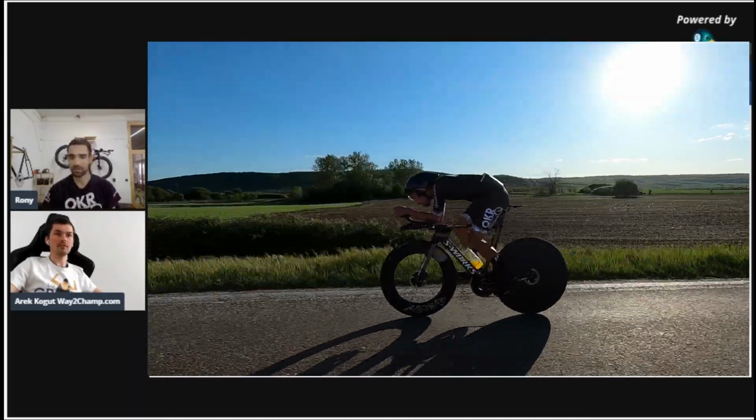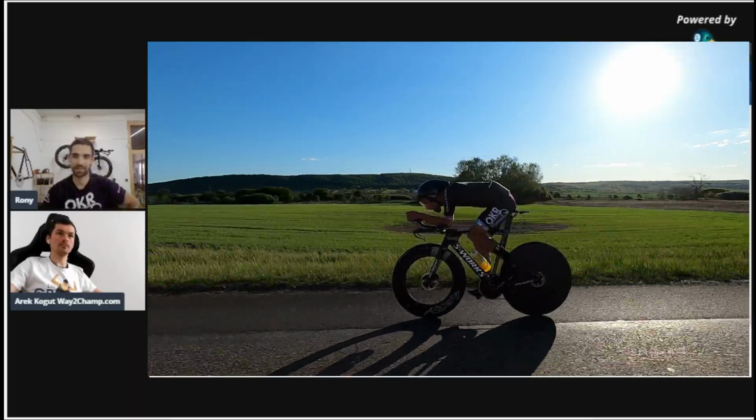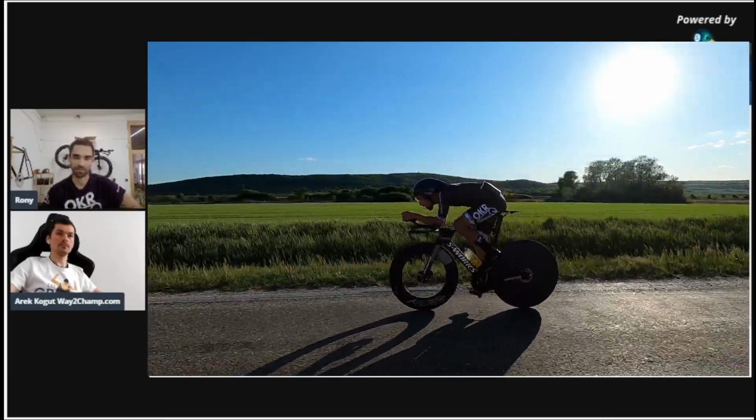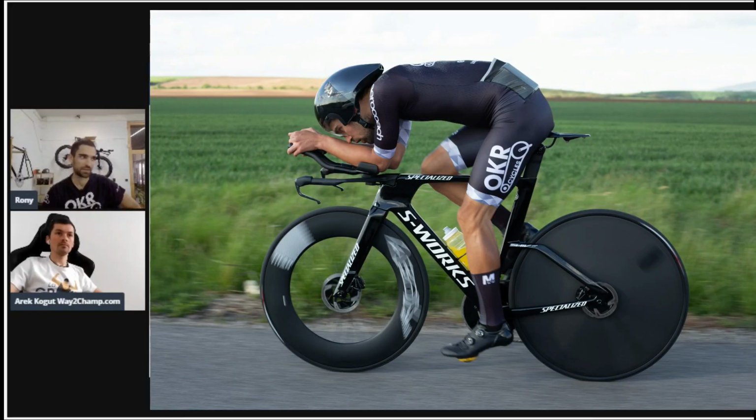Yeah, you can see the tilt of the position. It's not what most riders ride like every day, so this is also part of the reason why we are able to go that little bit faster. But it's something that you need to train a lot. It took me basically years, 4 years since I started time trialing, to get into something like this.